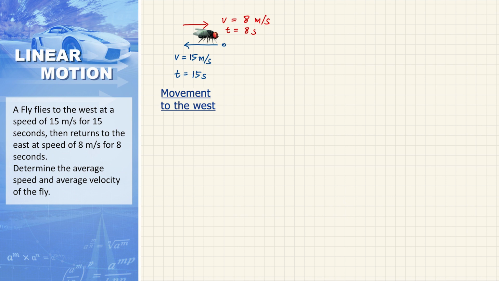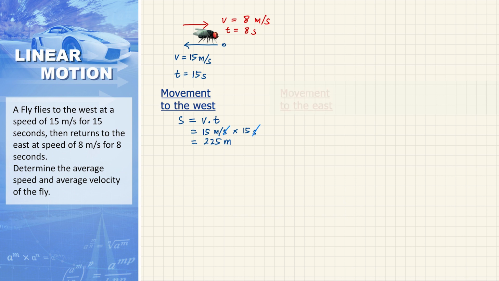The distance, symbolized by s, equals speed v multiplied by time t. It is 15 meters per second multiplied by 15 seconds. Then, we get the distance is 225 meters.